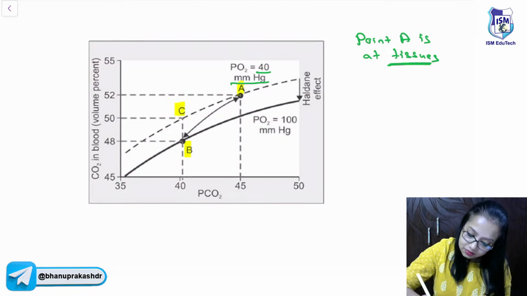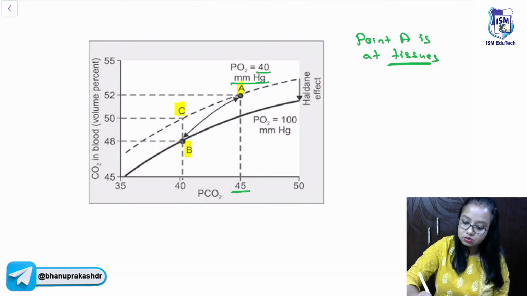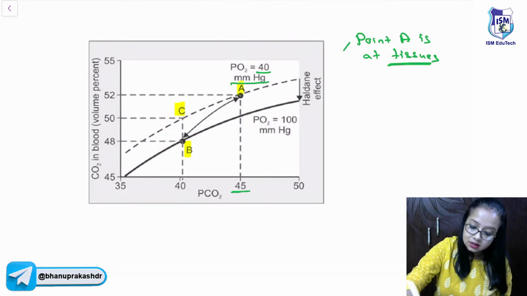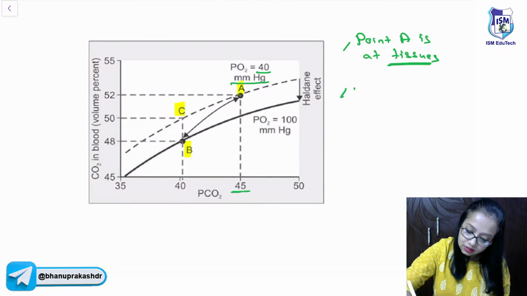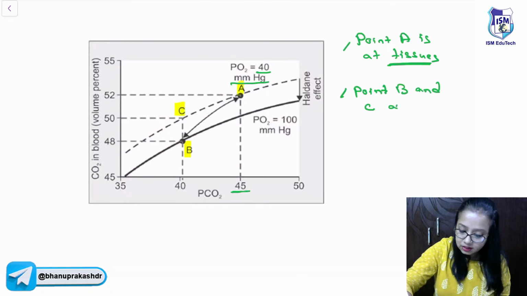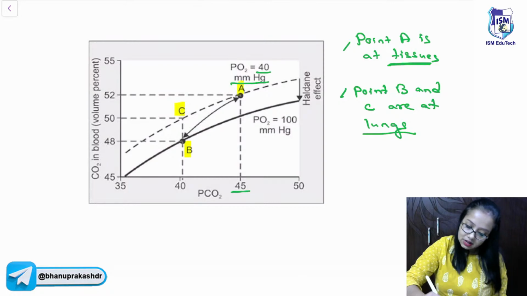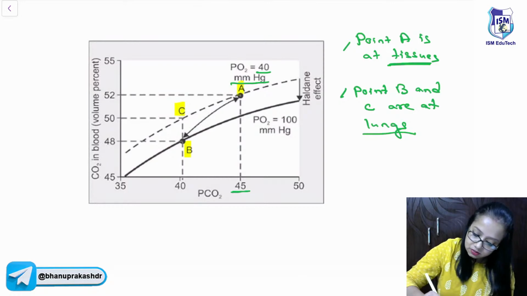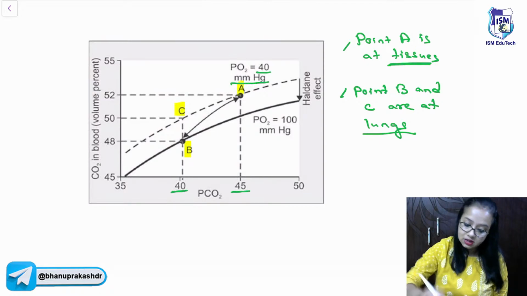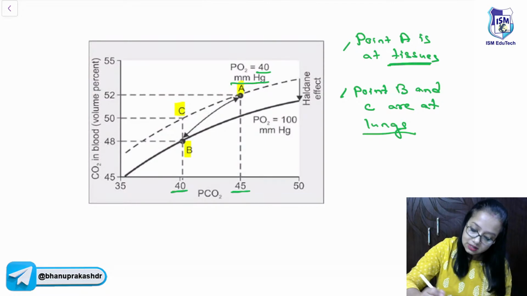The partial pressure of carbon dioxide at the tissue is like 45. So this A event is happening at the tissues. Now, points B and C are at the lungs. Here you see B, at the partial pressure of carbon dioxide is like 40, which is at the lungs. And C also, it is 40, which is at the lungs.